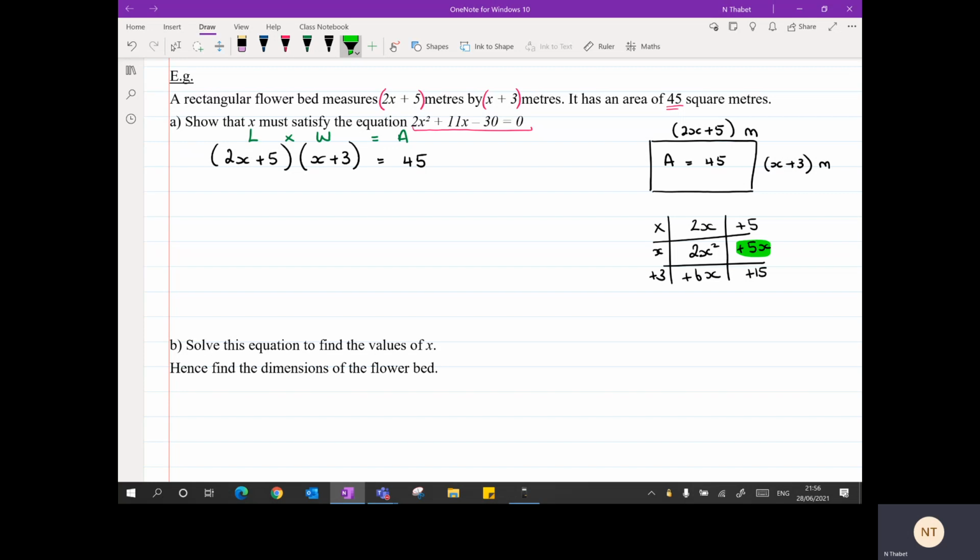Remember that you're going to add and collect like terms. So 6x add 5x is 11x. So this double bracket gives us 2x squared plus 11x plus 15, and it equals 45. But of course, I want it to equal 0. So I have to take away 45 from this side, take away 45 from the 15. So this goes to 0, and my final equation is 2x squared plus 11x minus 30 equals 0.